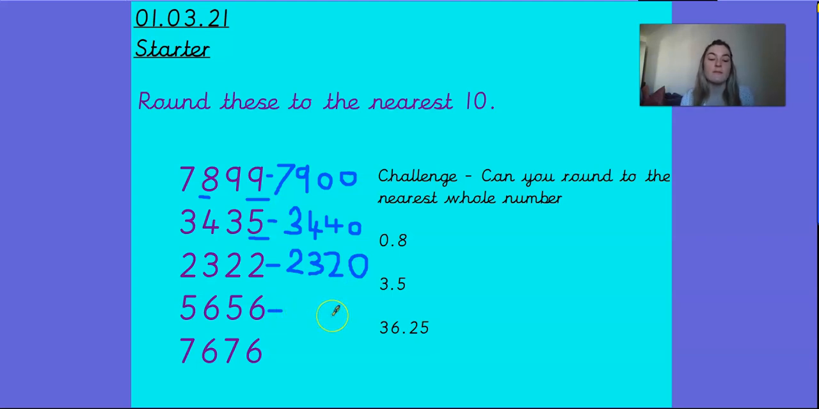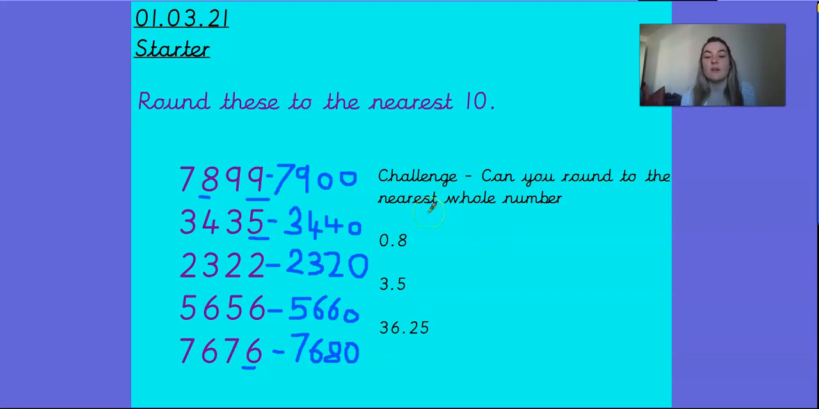And my next number, 5,656. So here, my number is going to be 5,660 because I've got 6 in my ones column. So I'm going to round upwards and my nearest 10 is 60. Then last but not least, I've got 7,676. So I'm going to round up to 80. 7,680 because I've got 6 and my nearest 10 is 80.